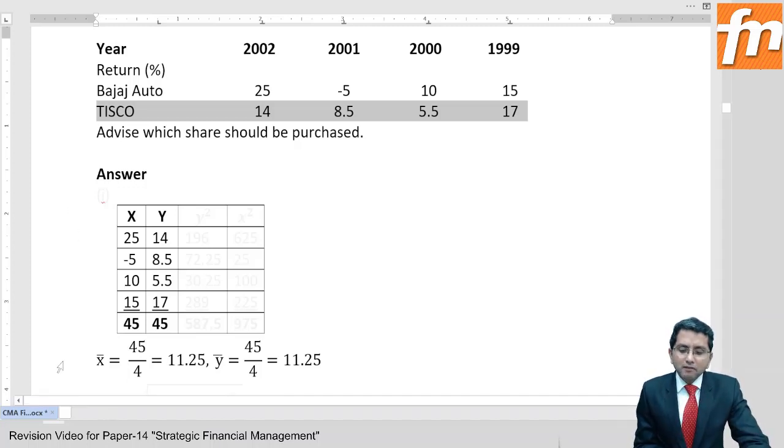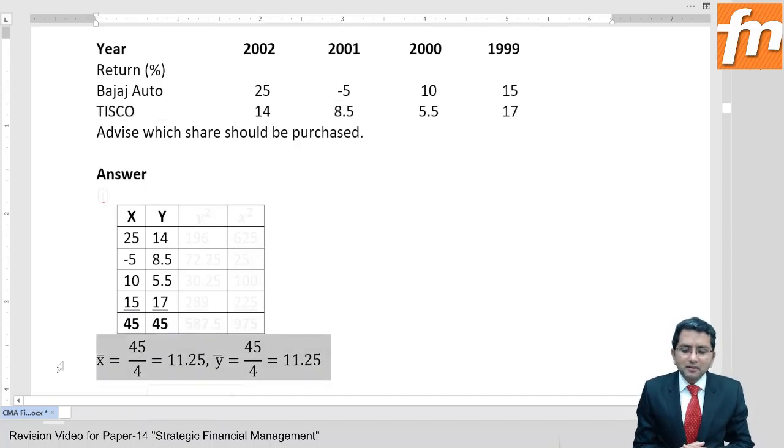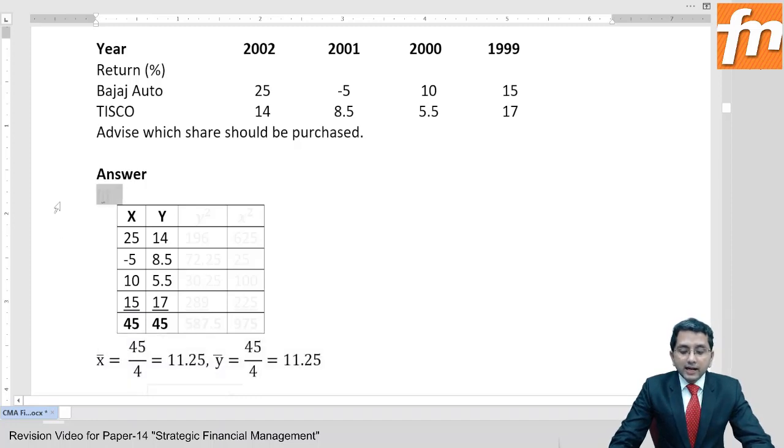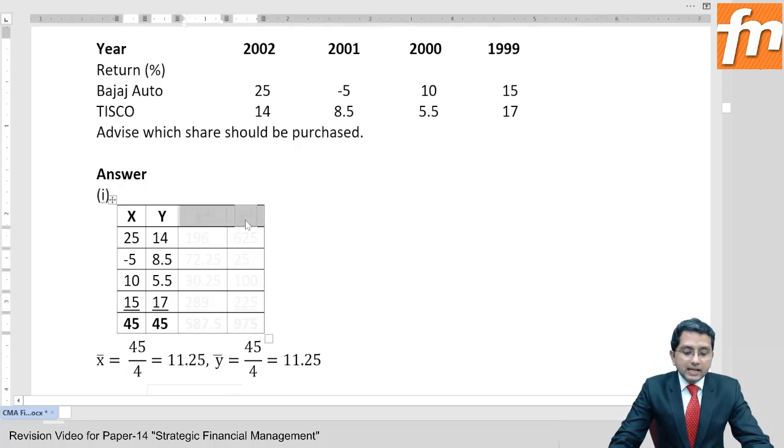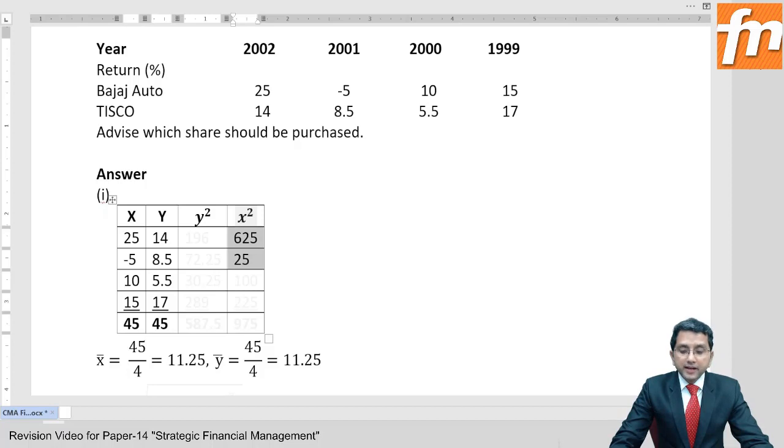See, this X bar and Y bar are not full numbers, they are with a decimal point. So if I do X minus X bar, I'll have to do cumbersome calculation. To avoid that, I am calculating standard deviation without mean. For that, I need X square and Y square. Like 25 square is 625, minus 5 square is 25, 10 square is 100, 15 square is 225. I'm talking about the X series. Summation of X square is 975.